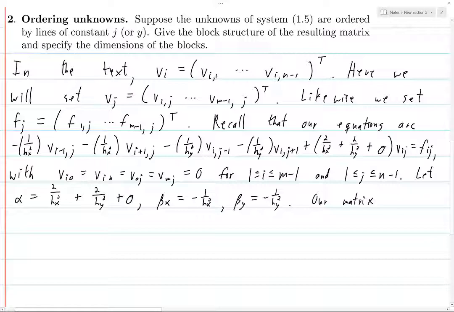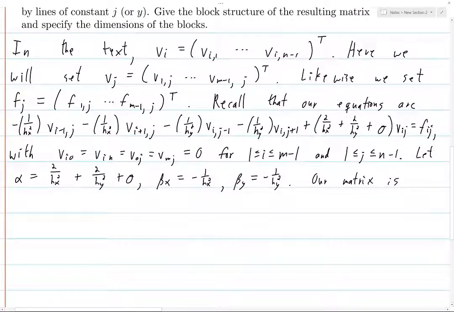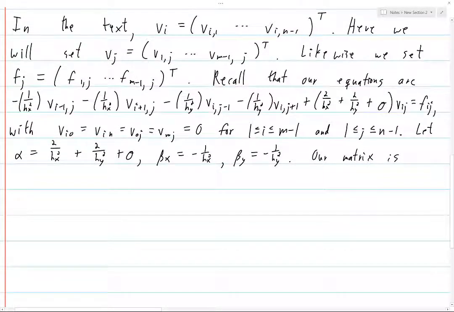Our matrix is then given by, so here we have a separate process that I'm going to go through for how to figure out what matrix to use. So we know the variables are going to be all the Vij's. And we're going to write it as V1, V2 through Vn-1, and each of those Vj's is a vector itself, which consists of V1j through Vm-1j.